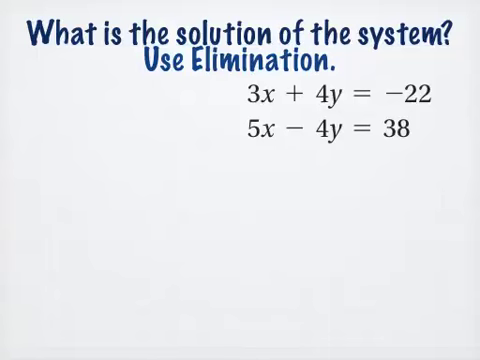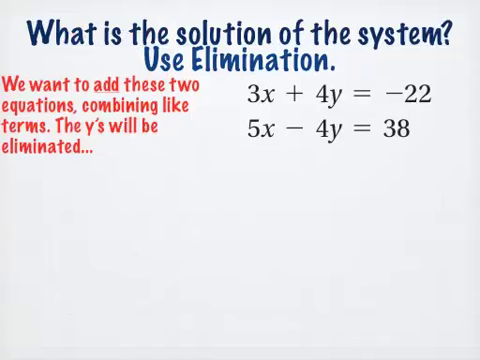If you look, whether we add or subtract 3x and 5x, we're always going to have an x. It's either going to be 8x or negative 2x, because there are different numbers in front of our variable. But if you look at positive 4y in the first equation and negative 4y in the second equation, if we add those two values, we're going to get 0. 4y plus negative 4y is 0. Because that is the case, we want to add these two equations, combining like terms. The y's are going to be eliminated.